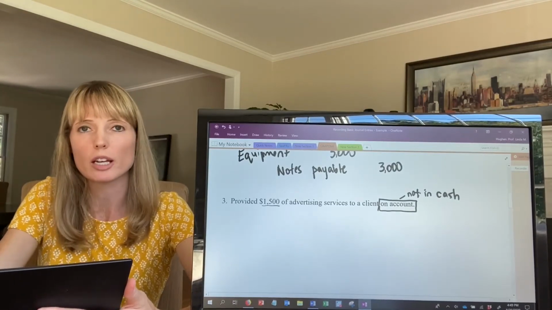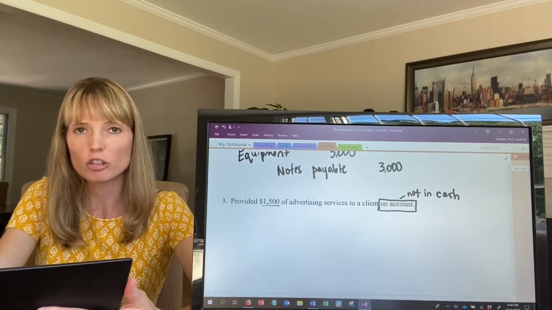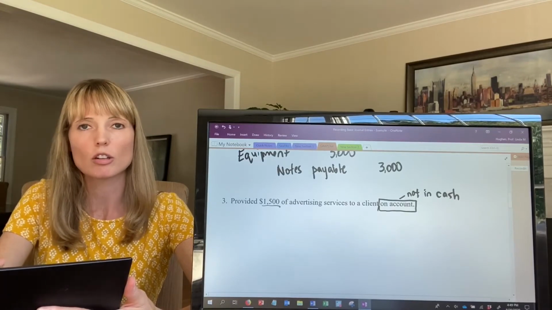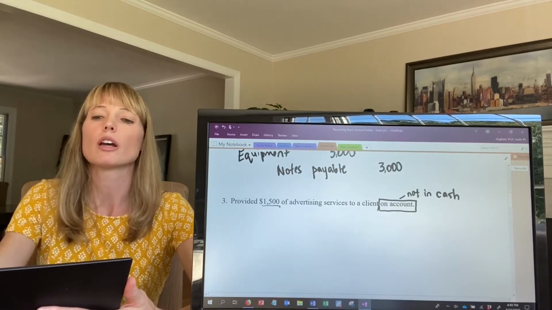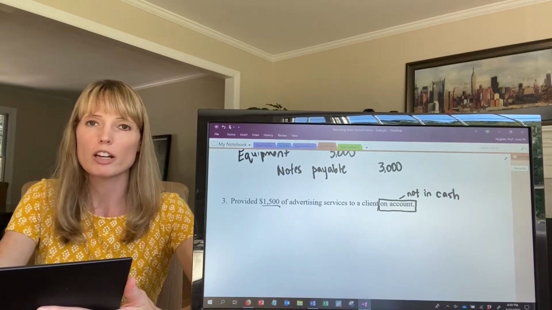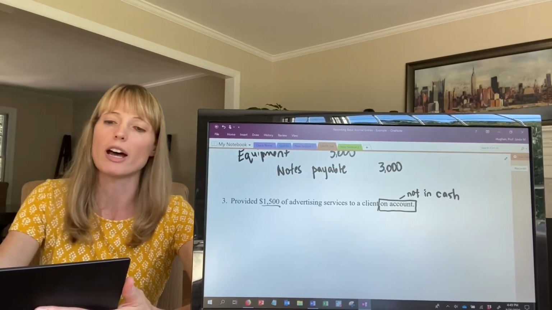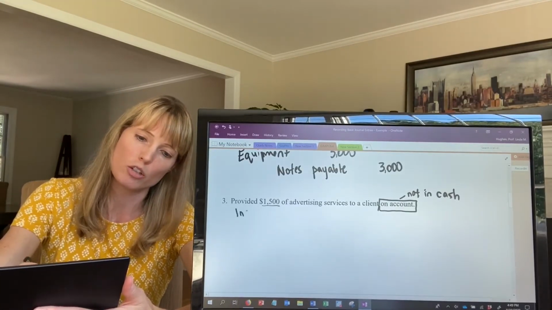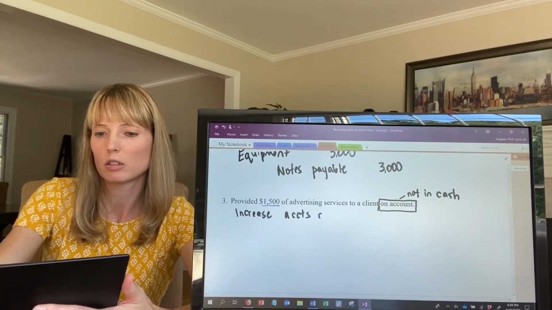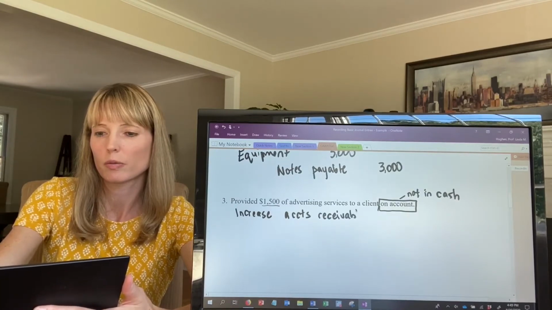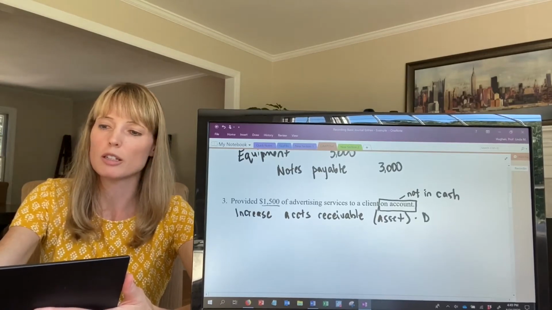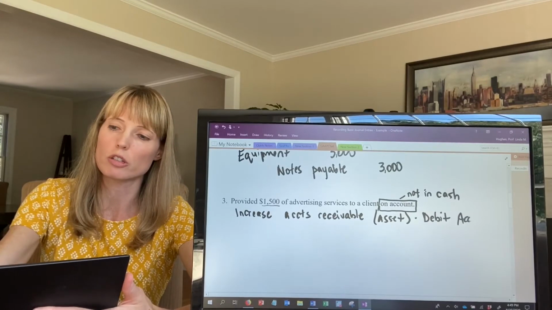So you might be wondering, well, is that accounts receivable or accounts payable? The answer to that depends on what's happening in this transaction. When the company is providing services, does it also owe money, or does it now have the right to receive cash from a customer? Well, when it has the right to receive cash from the customer, we call that accounts receivable. So we need to increase accounts receivable. The right to receive cash in the future is an asset. So we're going to debit the accounts receivable.